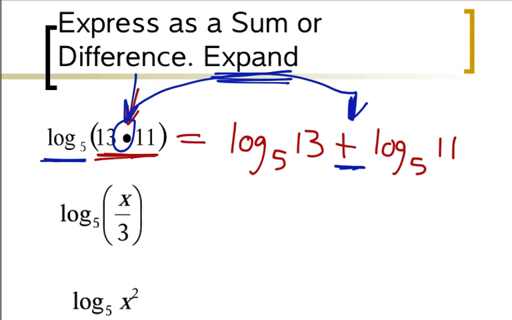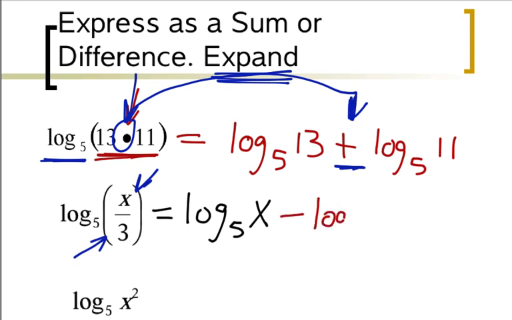Okay. The second question here, we've got log base 5 of x divided by 3. Again, the x is on top, so it gets the positive log. The 3 is on bottom, it's going to get the negative log. So we write it as log base 5 of x, that's the positive log, and then minus log base 5 of 3. So we rewrote it where the x got the positive log, and the 3 on the bottom ends up with the negative log over here.